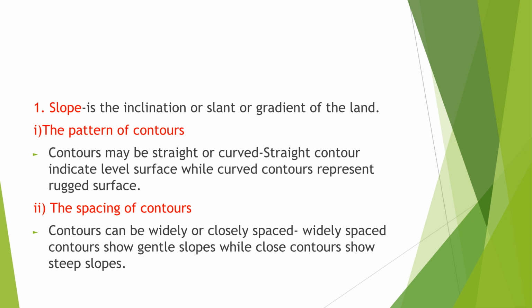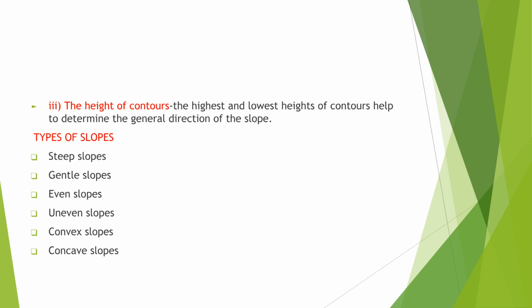Slope is the inclination or gradient of the land. Its characteristics are determined by the pattern and spacing of contours. Straight contours suggest a level surface, while close contours indicate steep slopes. The height of contours helps determine the general direction of the slope. We can identify different types of slopes, including steep, gentle, even, uneven, convex, and concave slopes.